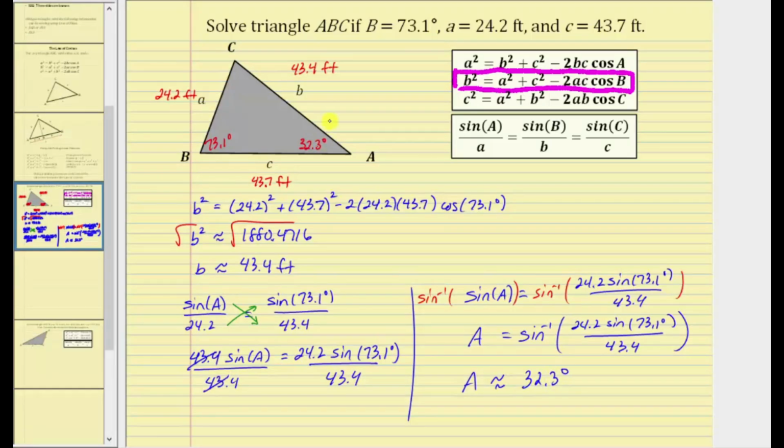And now from here we know the sum of the interior angles of any triangle is equal to 180 degrees, and therefore angle C is equal to 180 degrees minus the sum of 73.1 degrees and 32.3 degrees, which is 74.6 degrees. And now the triangle is solved. Let's take a look at a second example.